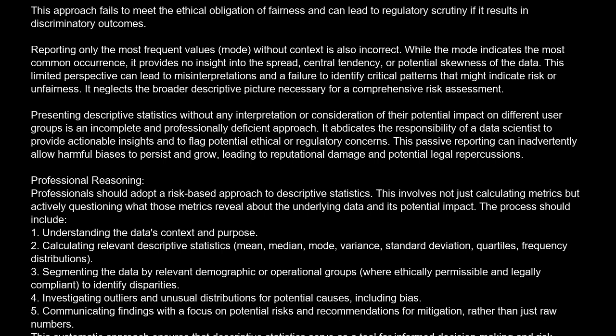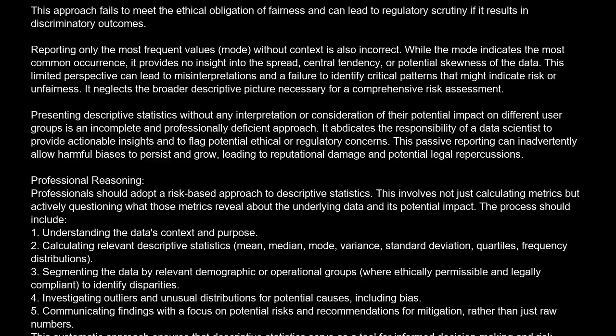It abdicates the responsibility of a data scientist to provide actionable insights and to flag potential ethical or regulatory concerns. This passive reporting can inadvertently allow harmful biases to persist and grow, leading to reputational damage and potential legal repercussions. Professional reasoning: professionals should adopt a risk-based approach to descriptive statistics.